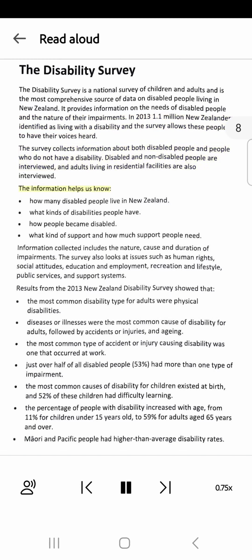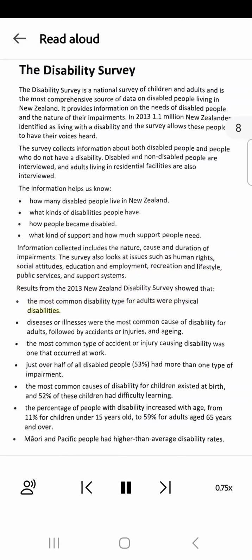The information helps us know how many disabled people live in New Zealand, what kinds of disabilities people have, how people became disabled, what kind of support and how much support people need. Information collected includes the nature, cause and duration of impairments. The survey also looks at issues such as human rights, social attitudes, education and employment, recreation and lifestyle, public services, and support systems.